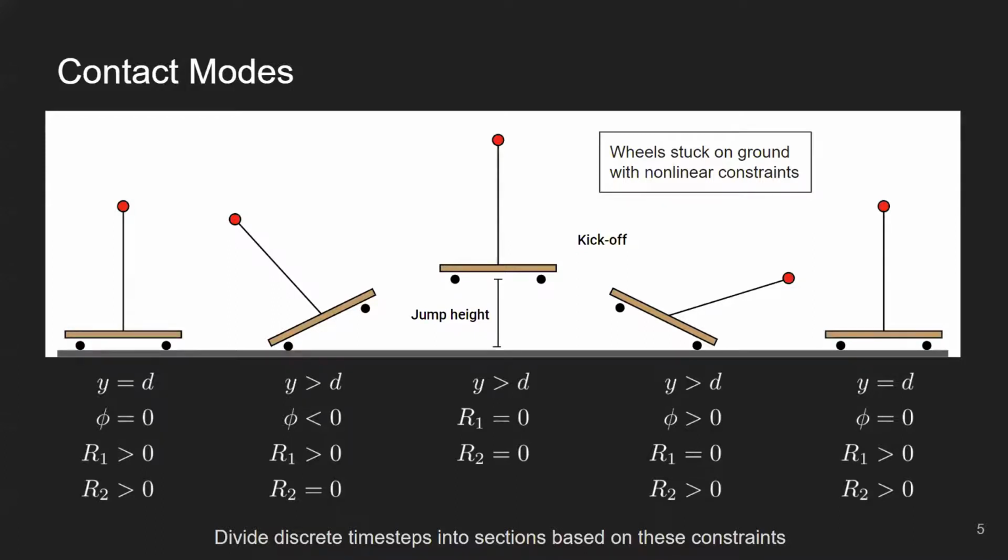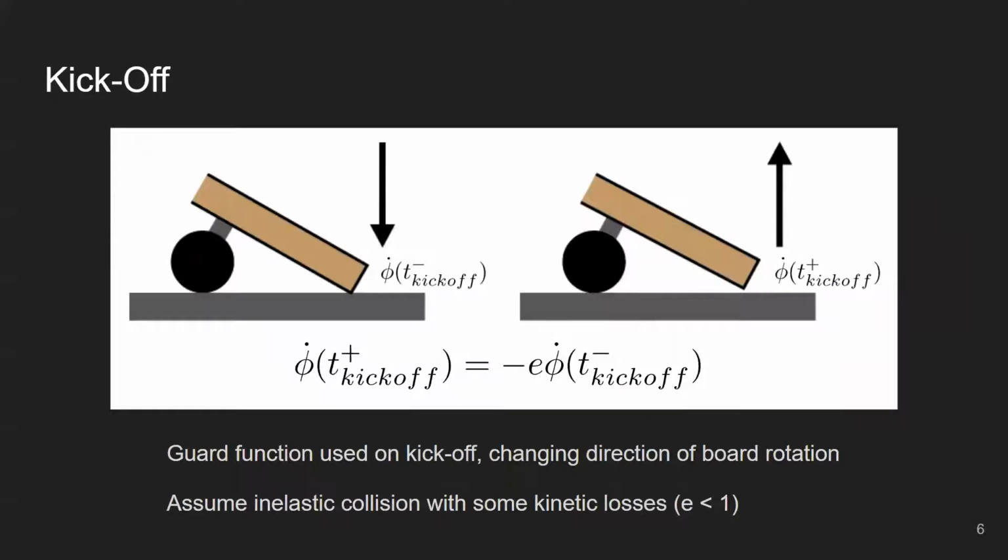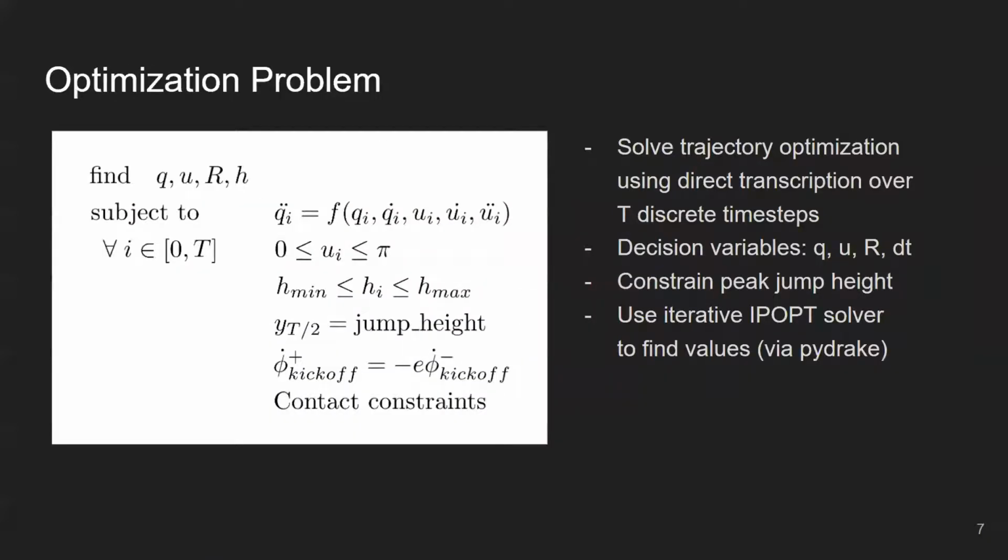The board's kickoff is modeled as an inelastic collision. The tail end of the board smacks off the ground, reversing its angular velocity. Kinetic losses are accounted for using a coefficient of restitution. This guard function is used to reset state between ground and flight phases. After contact constraints and input limits were imposed, the optimization problem was solved using IPOPT and PyDrake. This determined board state, control angle, reaction forces, and length of time step h between t discrete points.